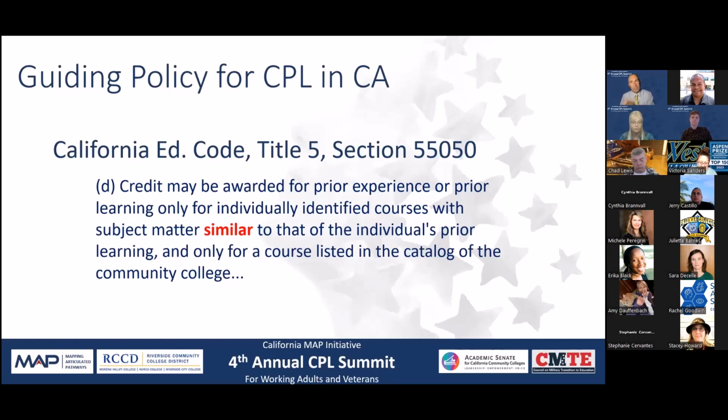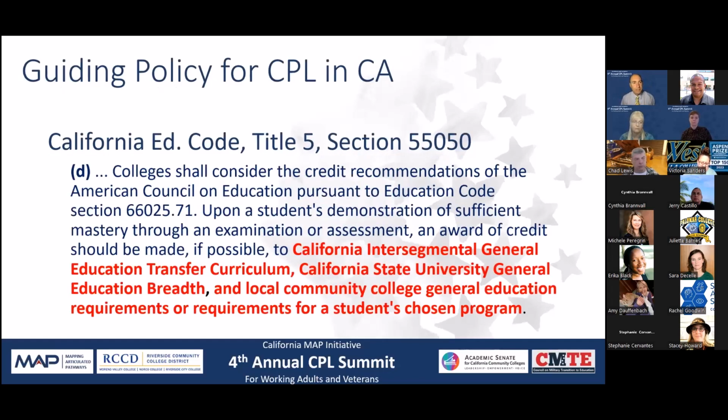When in doubt, you can lean on credit by examination if you want to show evidence of learning, but we need to open ourselves up to this section D where the key word is similar to the subject matter. Next slide. This is another piece that a lot of institutions get hung up on, so we felt we needed to roll this out and have a discussion on it.